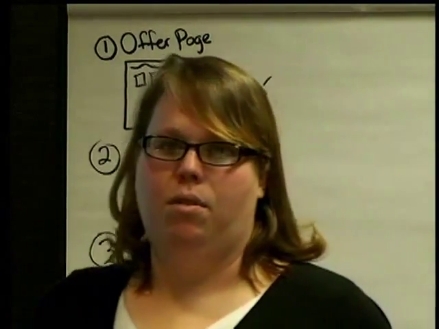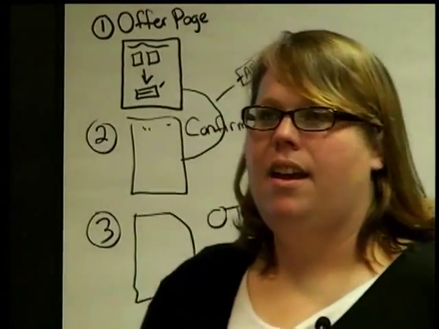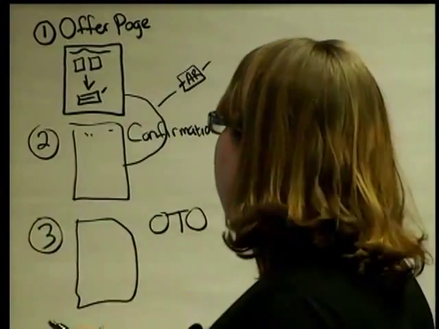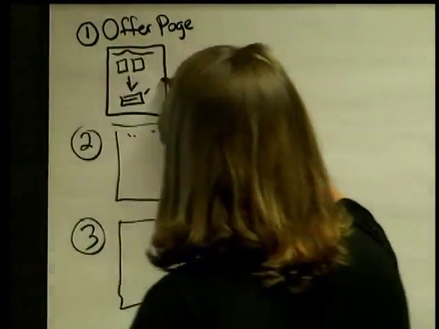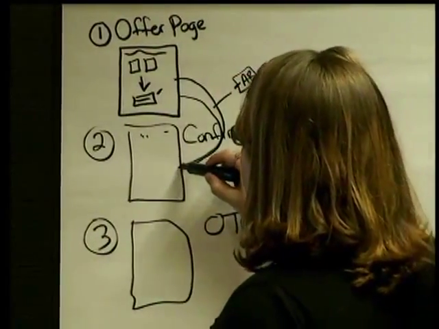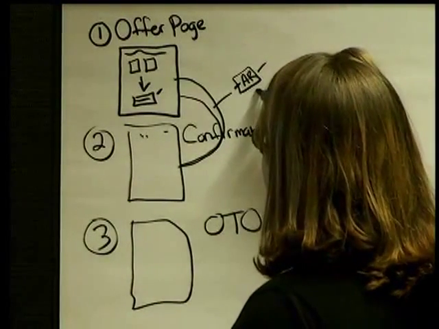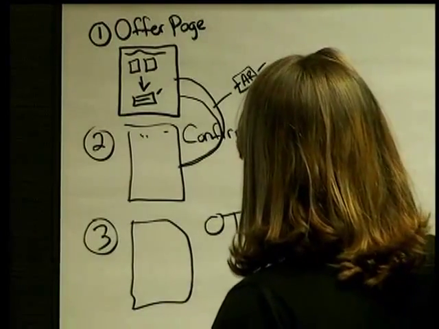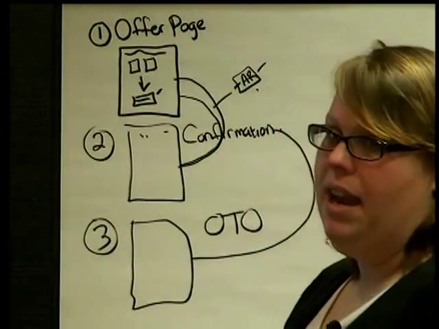So far, there's no order buttons or anything like that. We're doing this all with our autoresponder system. It automates all this process for us. Takes them from the offer page to the confirmation page. When they go and they check their email, when they click on the confirmation link, they're automatically going to be taken to your one-time offer page.